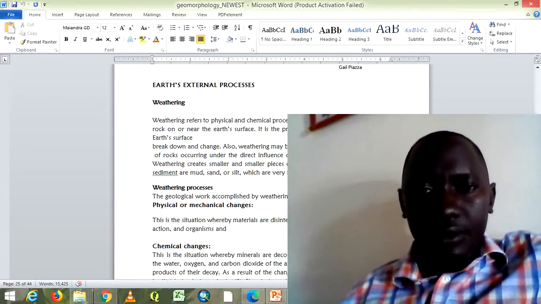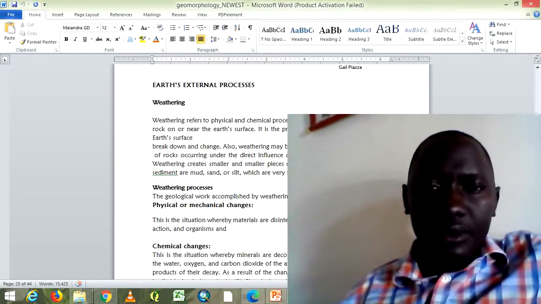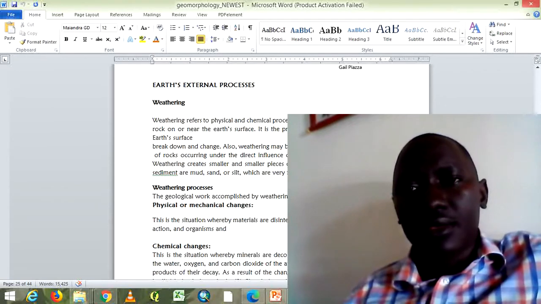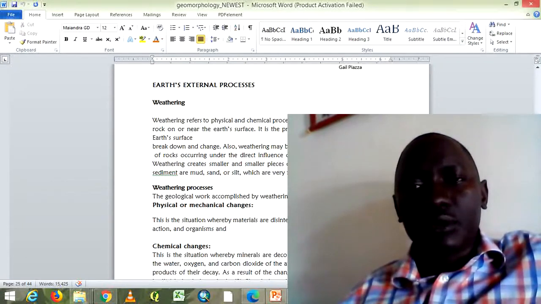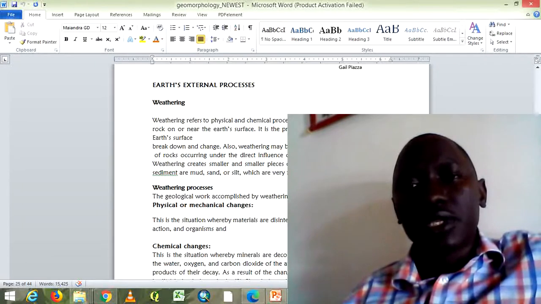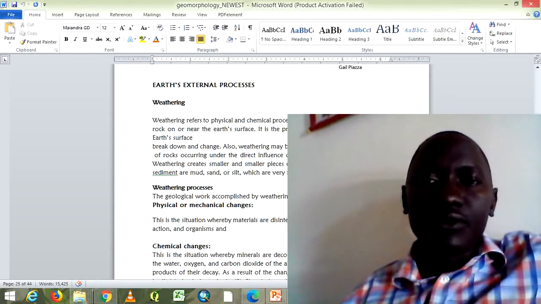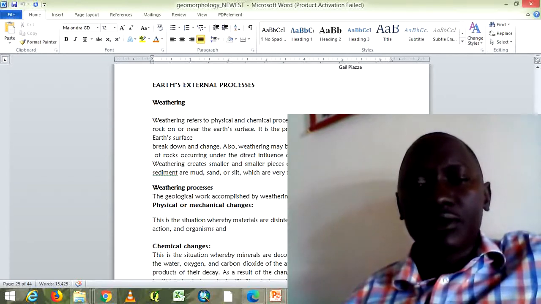Today, we'll be looking at the Earth's external processes. Remember, last time we were looking at the internal processes, those processes that have helped to shape the landforms on the surface of the Earth, which we have also termed the endogenic processes. We looked at faulting, warping, folding, and many others that have helped shape the landforms that make up the morphology or the physiography of today's landscape.